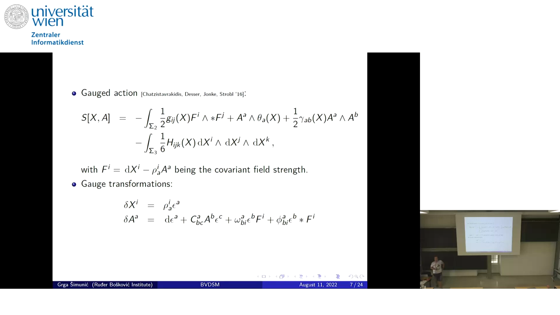Here. I have not mentioned that yet. So theta is a one form on the target space, and gamma is a function on the target space. So theta A can be written in the form theta A I times dX I. Omega is at this point some unknown function. So it's a function of X. Yeah, it turns out to be a connection.